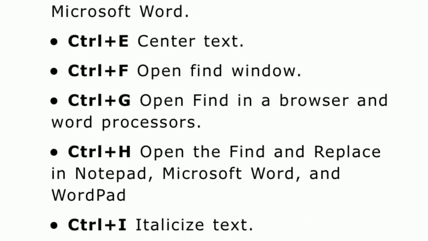Okay, we also have Ctrl E to center text. For example, your text is aligned at the left, you want to bring it to the center, you just press Ctrl E, it goes there. This is a shortcut. Ctrl F is to find. For example, you want to search for a particular word, you use Ctrl F. Ctrl G will open find in a browser and word processors. You can try all of this. Ctrl H opens find and replace. Ctrl I will italicize the text.